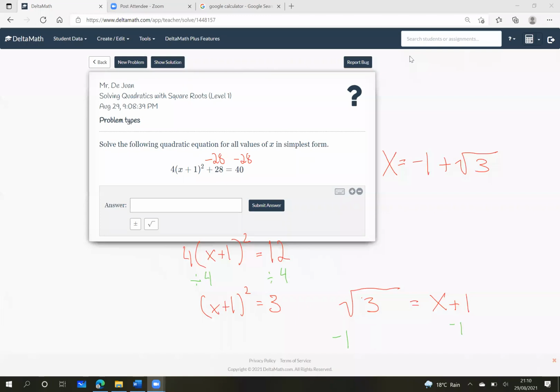Just remember, it's going to be negative 1 plus minus, always plus minus, everyone. Always plus minus, okay? So that's going to be negative 1, click the button, plus minus the square root of 3, okay?